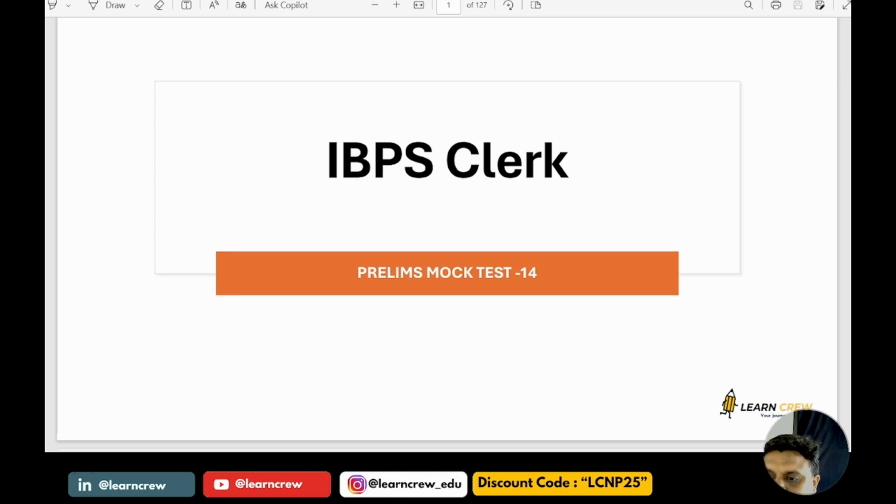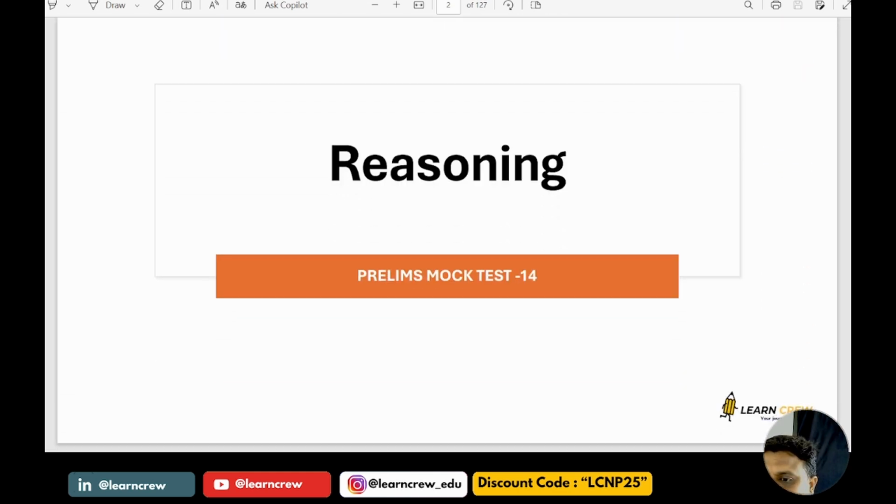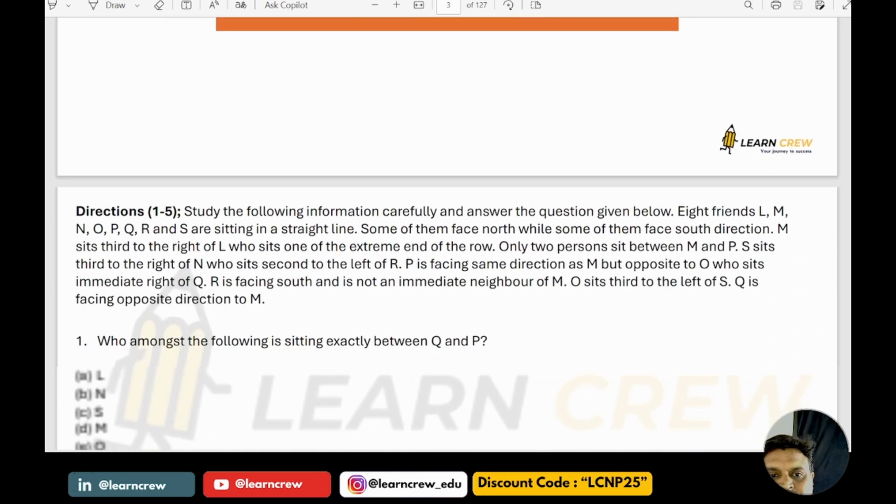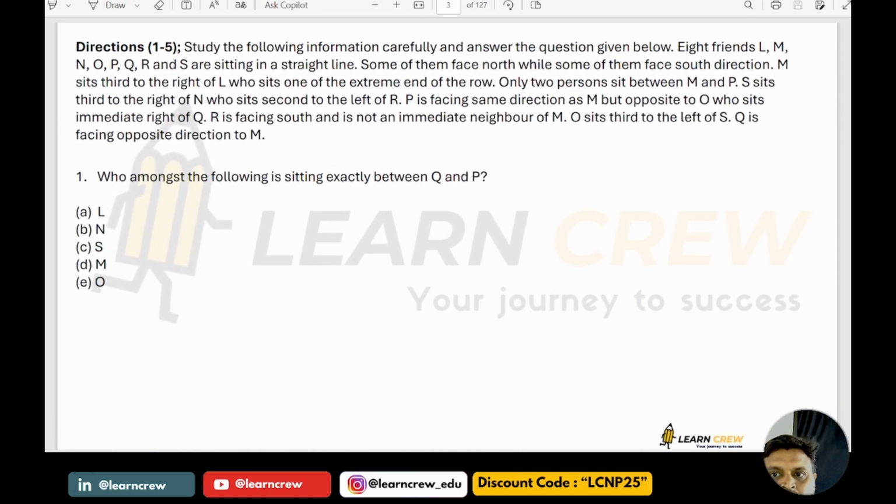So here in reasoning, the first 5 questions are on a puzzle. 8 friends L, M, N, O, P, Q, R and S are sitting in a straight line. Some of them face north while some of them face south. So there are totally 8 persons: 1, 2, 3, 4, 5, 6, 7, 8.